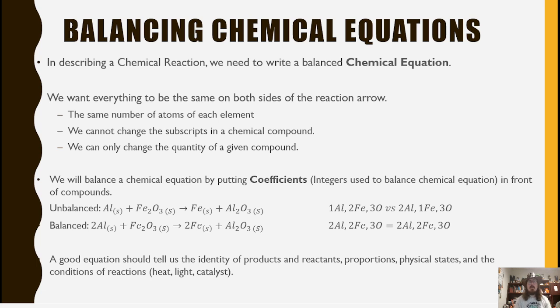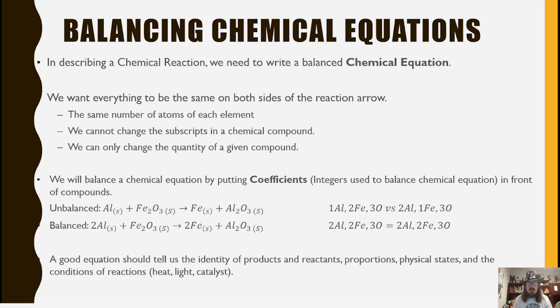Now, in describing a chemical reaction, we want a balanced chemical reaction. We want everything to be the same on both sides of the reaction arrow. The same number of atoms of each element needs to be on both sides. We are not allowed to change the subscripts in the given chemical compounds. The product that is formed is defined by the subscripts. If we change the subscripts, we are changing the product.